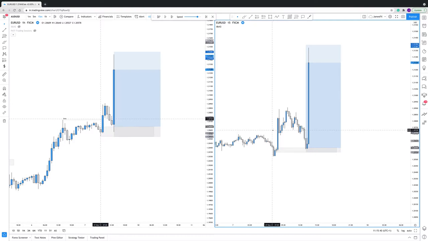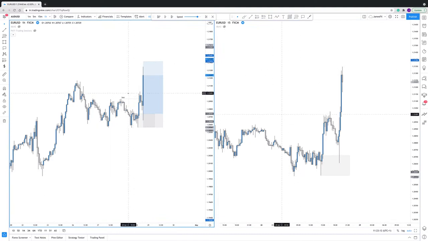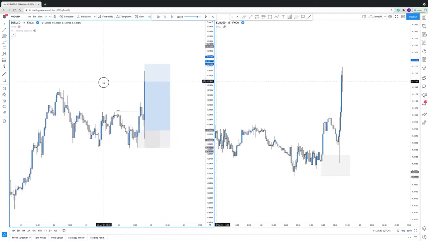Now let's get into another example and let's look at EU. Taking another look at EU, again, we have the hourly time frame on the left and the 15-minute time frame on the right. So starting on the hourly, we had an impulsive move up above structure. As you can see, we broke structure. So that gives us an order block to work with.